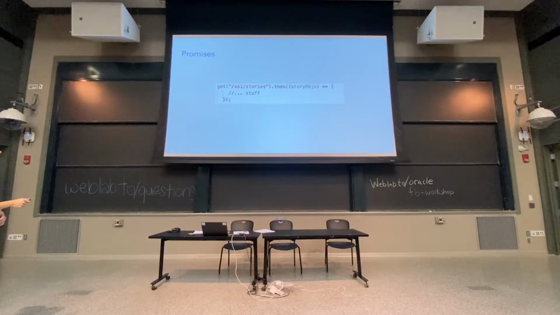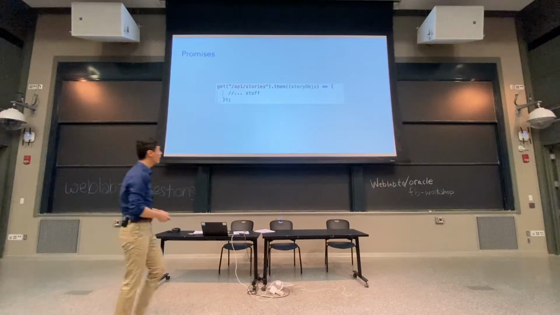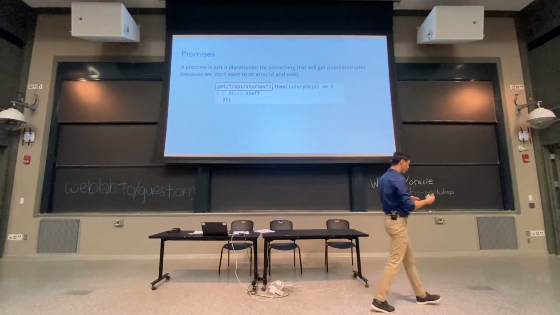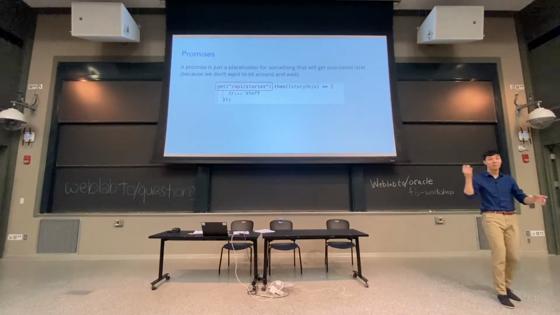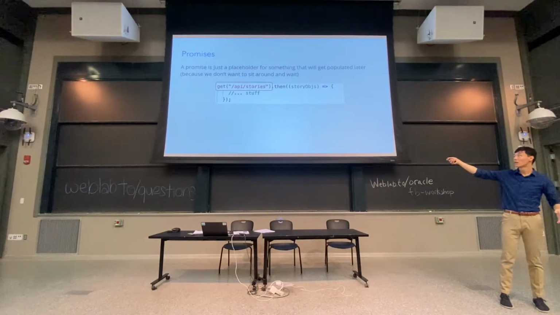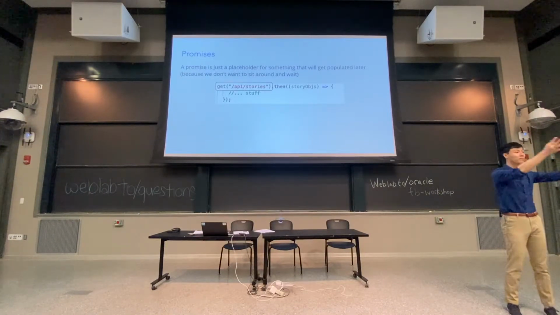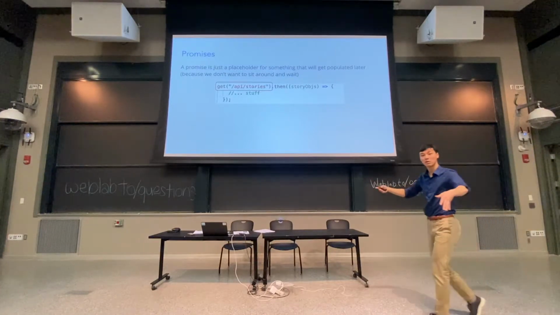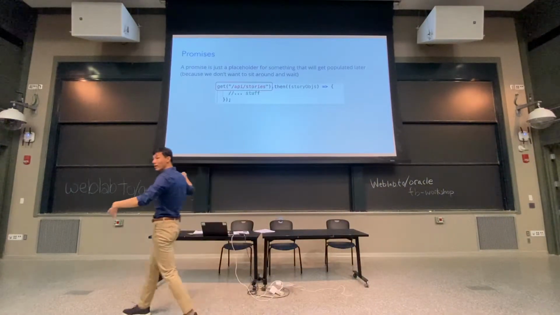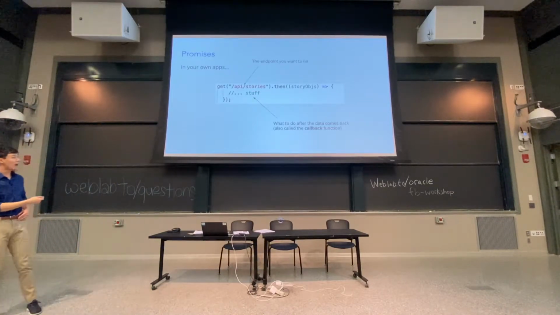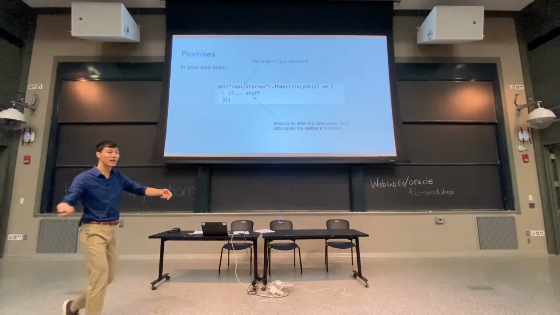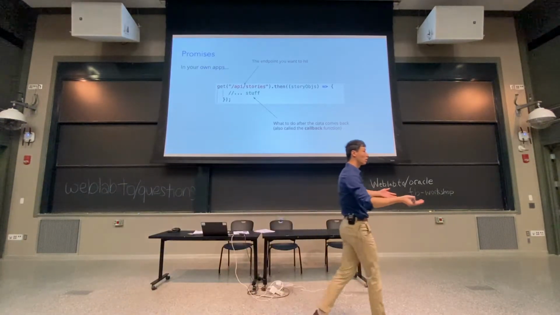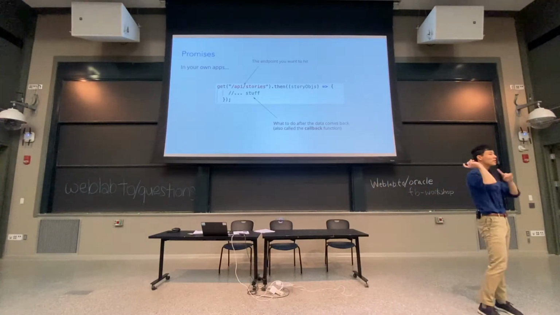So, this get function returns a promise. And a promise is just a little placeholder for something that's going to get populated in the future. For now, this thing is just a promise. But eventually, we'll populate it with whatever we get back from the get request. Once we get it back, we call what's called a callback function, which is just a fancy word for saying, here's what we're going to do once the get request returns. Do some stuff with the data.